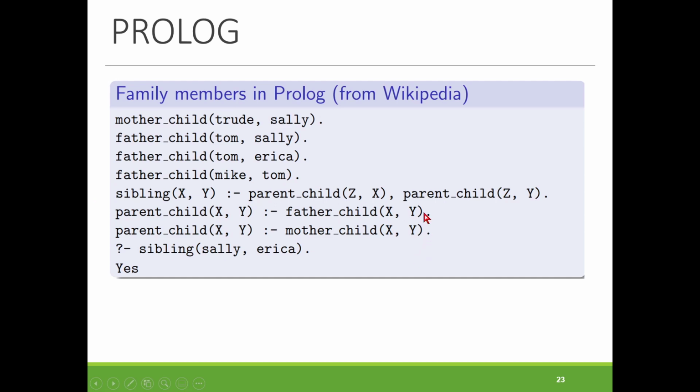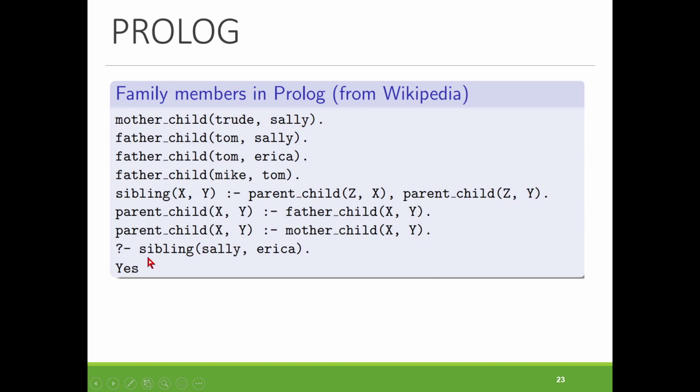We say that if Z is the parent of X and Z is the parent of Y, then X and Y are siblings. And then we have rules that say that the father of a child is the parent of that child, the mother of a child is a parent of that child, and so that's how we can take these rules, this data, match them up with these rules, and answer questions.